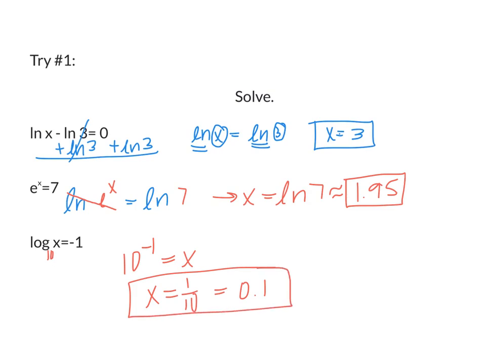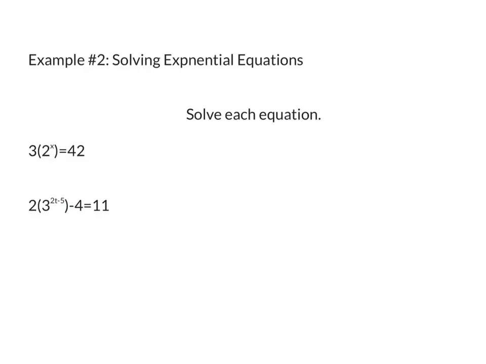All right, let's take a look at example 2. On example 2, the main thing that we want to deal with when we're trying to solve these exponential equations is you want to get the exponent or the power by itself. If we can do that, then we can apply log and some other properties and get an answer. So on this first one, we have 3 times 2 to the x power equal to 42. My goal is to get 2 to the x by itself.